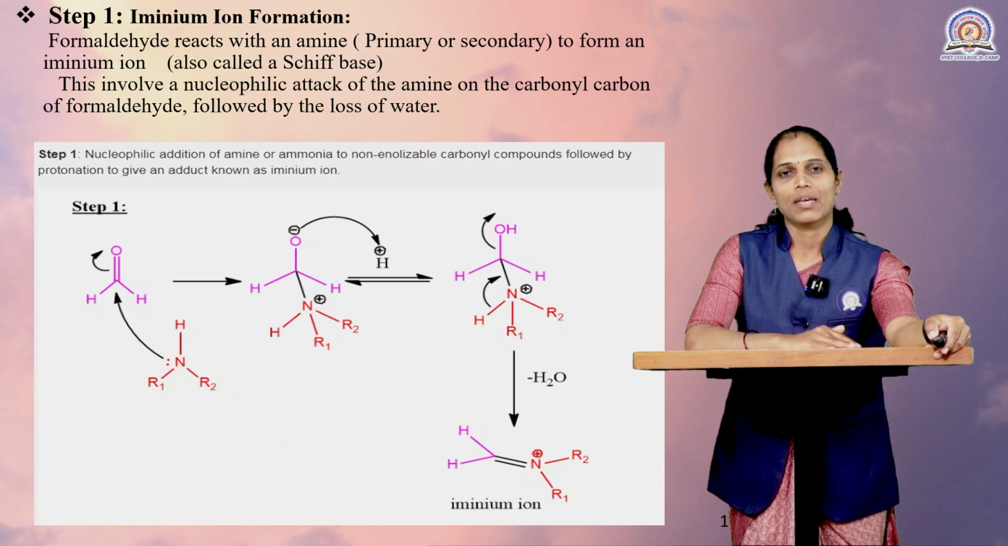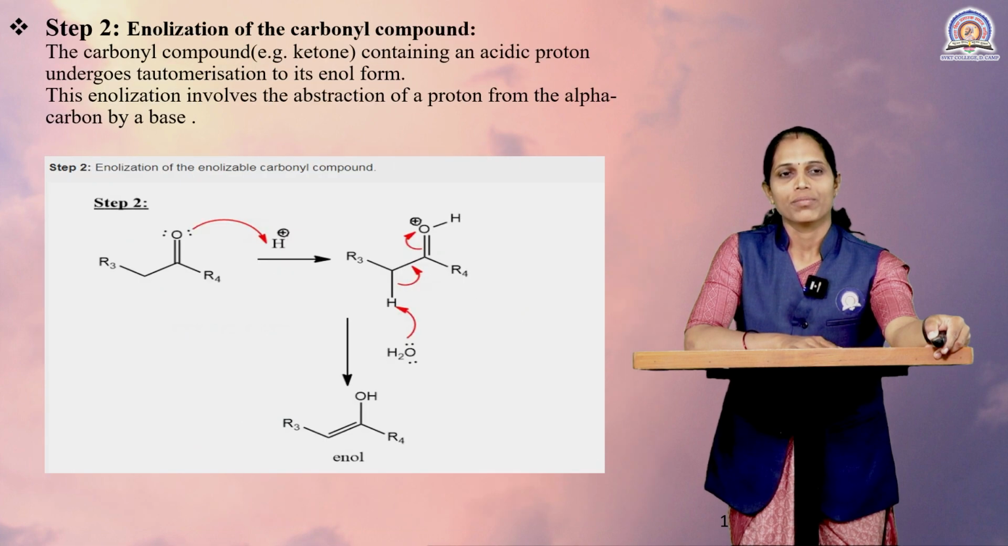Now, in the next step, we will see the step-by-step mechanism of the general reaction. In step 1, formaldehyde reacts with an amine, primary or secondary, to form an iminium ion, which is also called a Schiff base. It involves a nucleophilic attack of the amine on the carbonyl carbon of the formaldehyde, followed by the loss of a water molecule to give the iminium ion. See, in the reaction, nucleophilic addition of the amine or ammonia takes place on the carbonyl compound, followed by protonation. In step 2, enolization of the carbonyl compound.